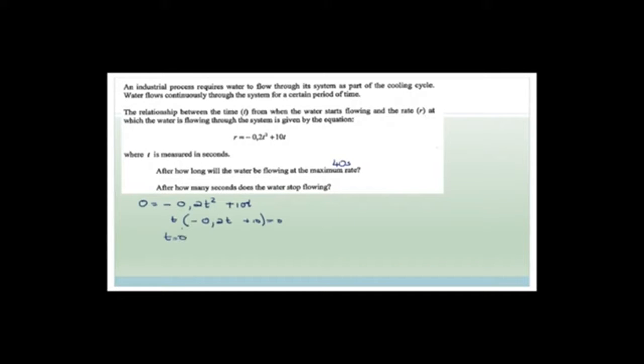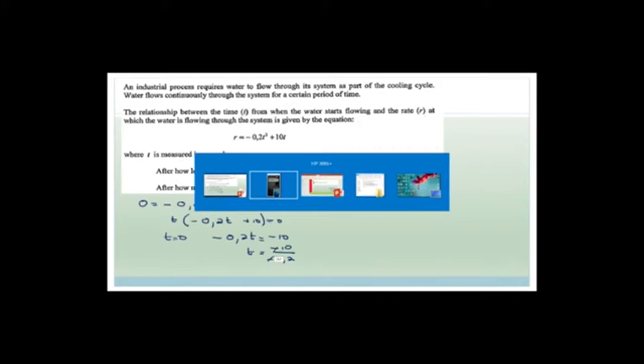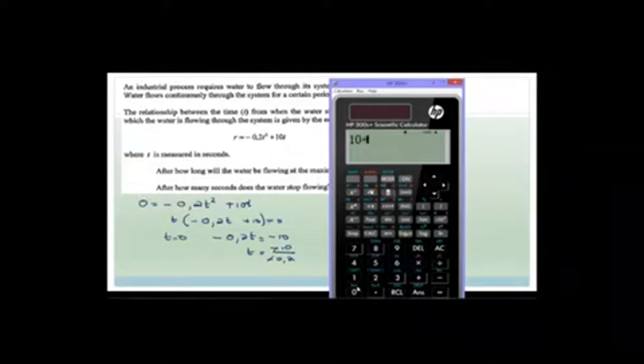So obviously t equals naught, but that makes sense because the rate would have been zero before it started running, right? Now we need to find out when it was going to stop running again. So therefore we've got minus 0.2t is equal to minus 10. So t is minus 10 divided by negative 0.2. Those cancel, and if you're not sure, you go 10 divided by 0.2, and that is 50. So that is 50 seconds. So it reaches its maximum rate at 40 seconds, and it stops running at 50 seconds.